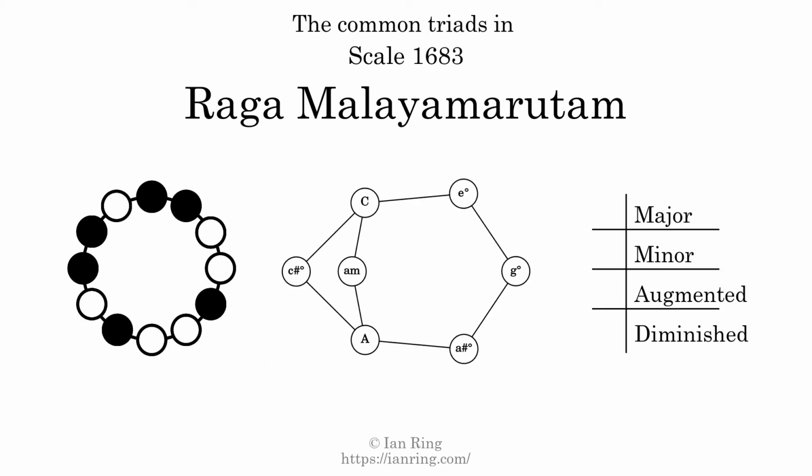0110100100011. Here are the common triads present in this scale. The diagram in the center is a graph of parsimonious voice leading between triads. There are 2 major triads. There is 1 minor triad. There are no augmented triads. There are 4 diminished triads. Here is a Hamiltonian path of parsimonious voice leading that uses all the triads.